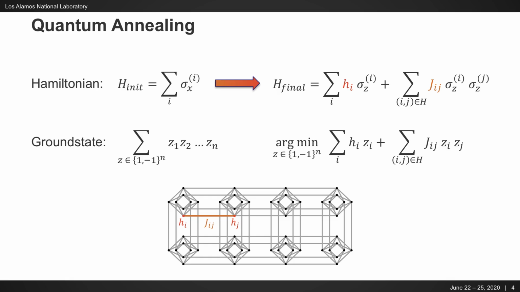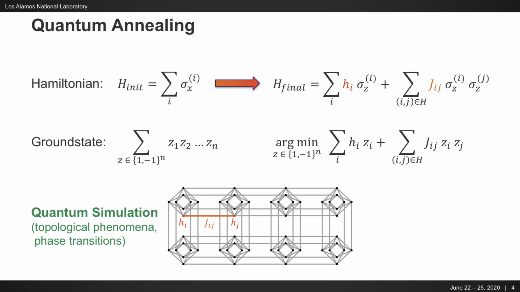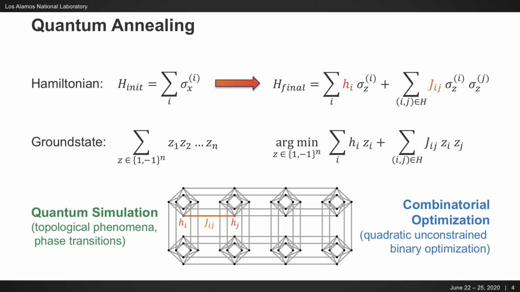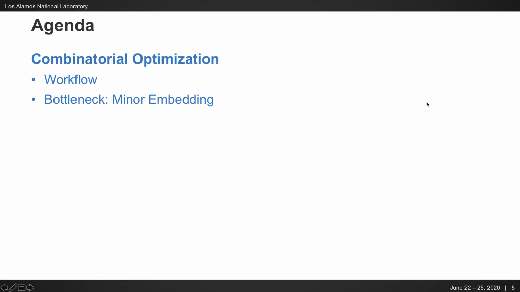So what is quantum annealing used for? Well, recently it was very successfully used for quantum simulation to study topological phenomena and phase transitions. However, for the original motivation to build these quantum annealers, combinatorial optimization, there remain a lot of challenges. First of all, there's a strong classical competition, but on the quantum annealer side, there are several bottlenecks. And one of them is the minor embedding, which relates to this restriction of couplers being only available on the host topology, and this is what we're going to look at here.